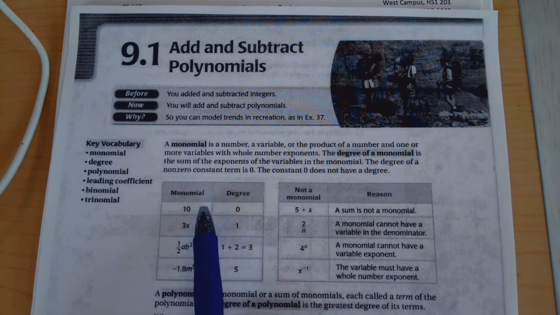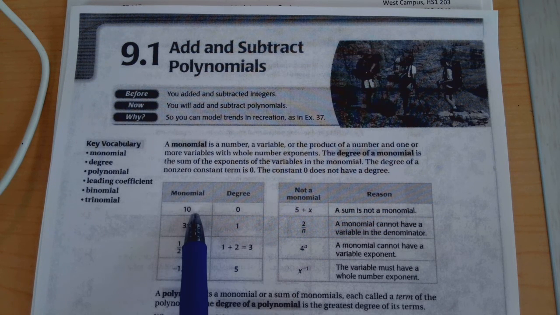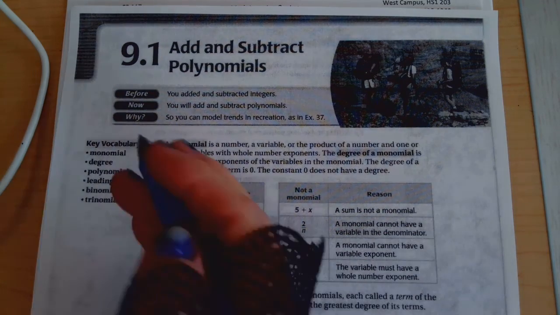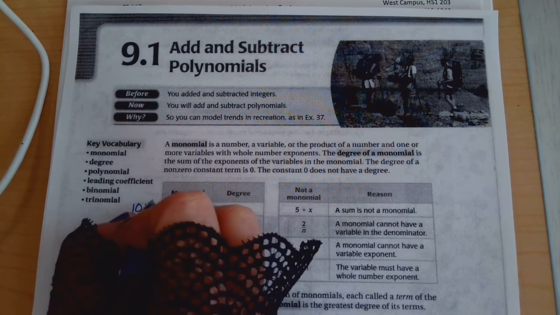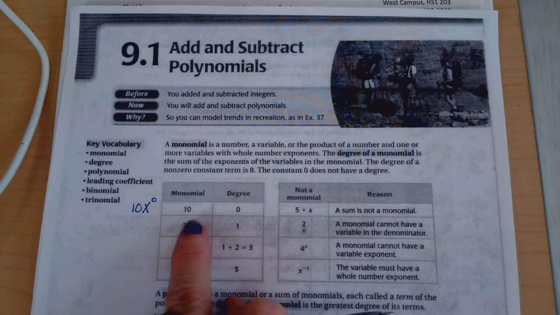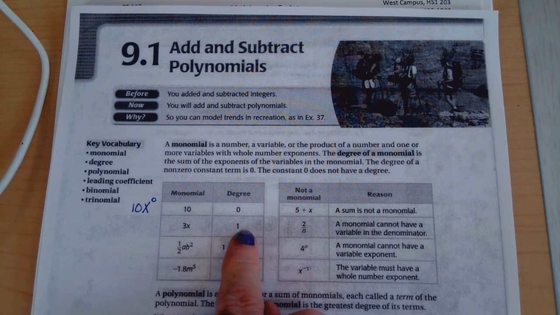So a monomial, they're giving you different examples, okay? It could be as simple as a number, 5, -6, 10. So here's 10. The degree is 0, okay? Because if I wrote this out, I would be saying 10x to the 0 power. What's anything to the 0 power? 1. So we know the degree of a number is just 0. Now here is another monomial, 3x, okay? And the exponent is 1, right? x to the first power. So the degree is the exponent.